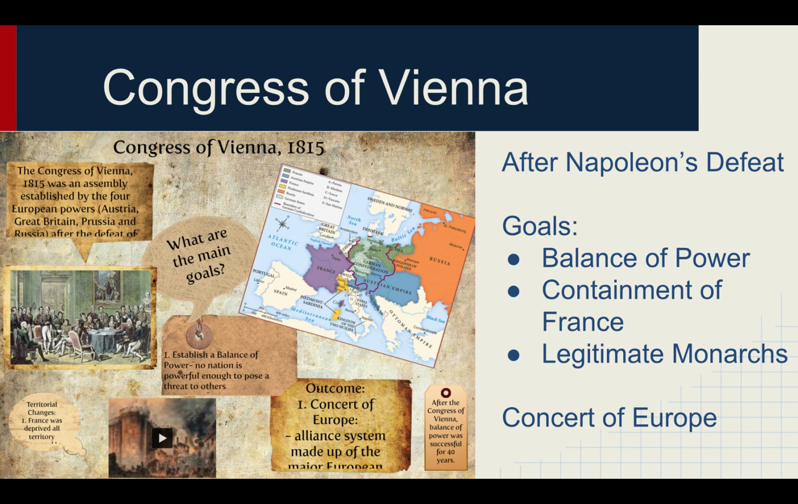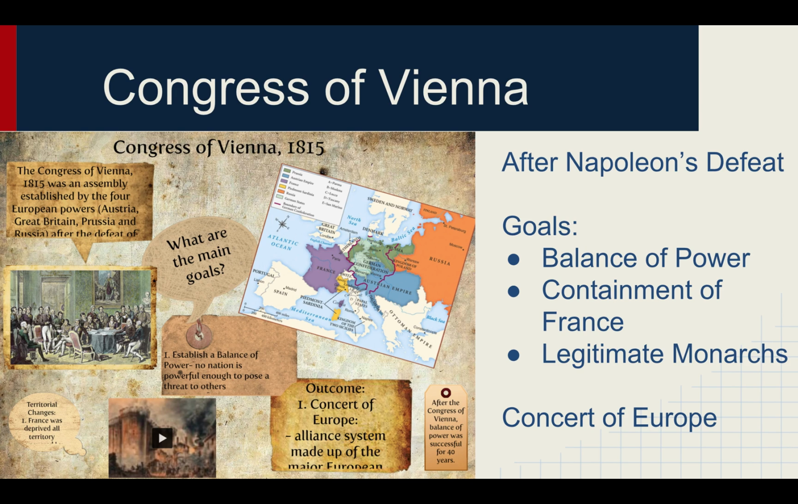And so it's England, it's Prussia, it's Austria, Russia, and France who meet and say, we're going to have a balance of power. We're going to shrink boundaries of France, and we're going to have legitimate monarchs on the thrones. And we're going to set something up called a Concert of Europe, which was an alliance system which was supposed to ensure this balance of power.